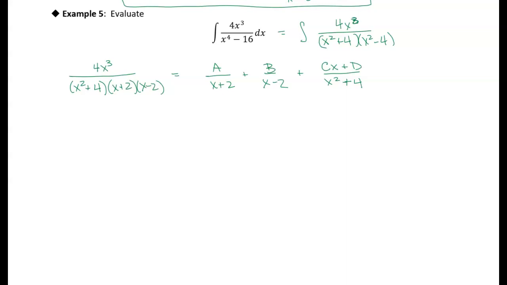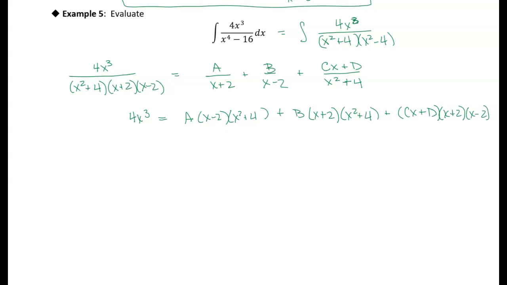All right, we're going to clear the denominators. So we're going to have 4x cubed, and then when I multiply the first term, I'll end up with a times x minus 2 times x squared plus 4. Okay, and then b, and the x minus 2's will cancel, so I'll have x plus 2 times x squared plus 4. And then finally, I'm going to have cx plus d times x plus 2, x minus 2.